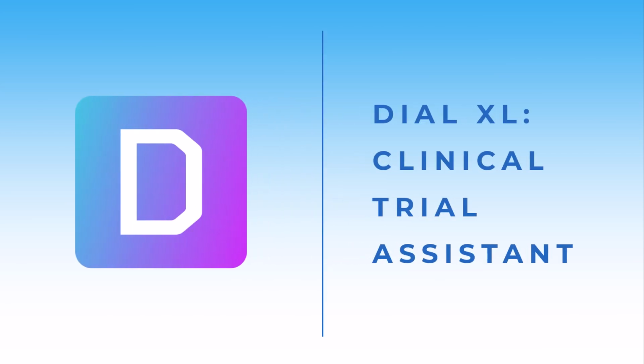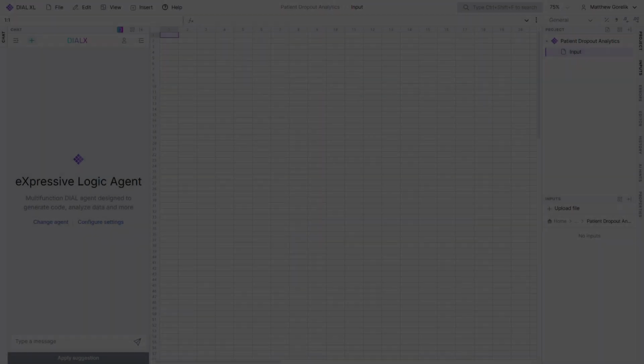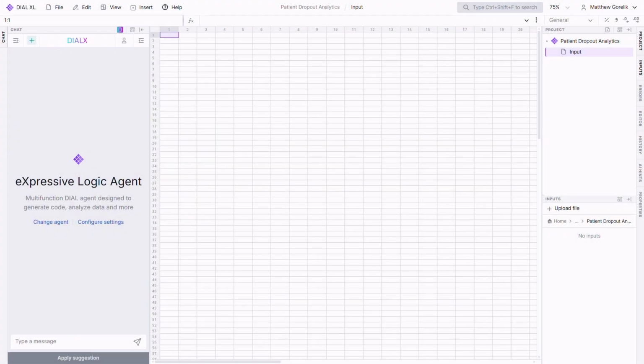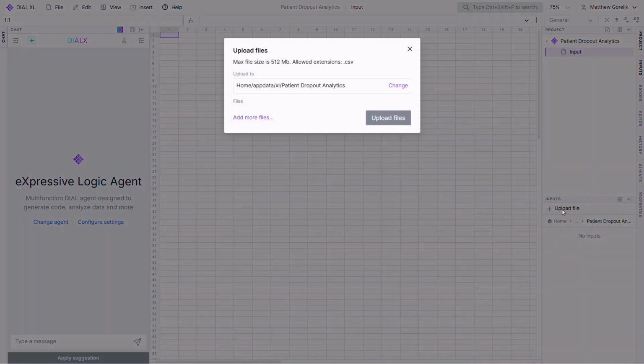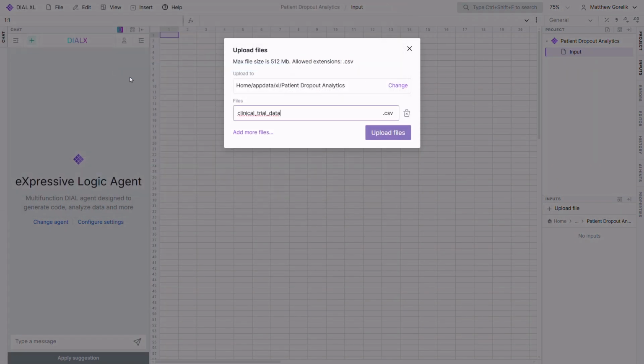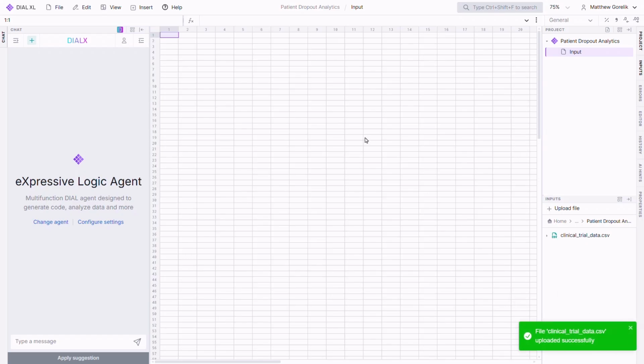Hello. Today, we'll be walking through an example of how DIAL and our AI-powered extensions are helping our clients in healthcare not only talk to, but also work with their data. We're going to take a sample clinical trials dataset and load it into our AI-powered data platform called DIAL Expressive Logic, and show you how our agent-based approach helps you work with clinical trial data using natural language, all while keeping a human in the loop.